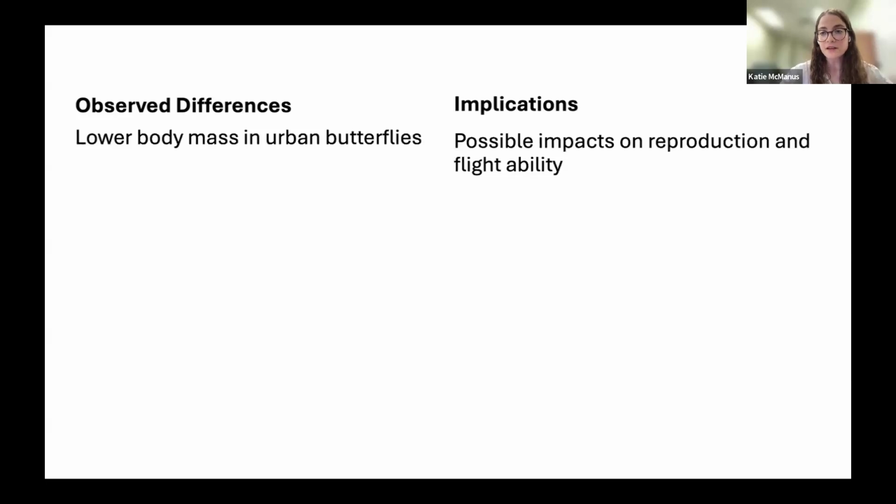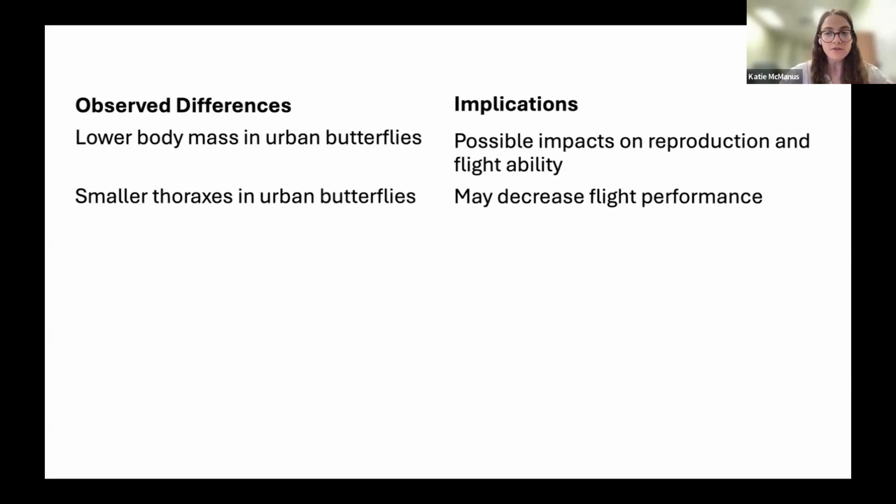So first, the decrease in body mass in urban butterflies is important, as body size is correlated with many aspects of life history, especially reproduction in females. So in females, the body mass is positively correlated with egg production. So it's possible that urban females may produce fewer eggs than the non-urban females. Additionally, body size is also one aspect of morphology that has been found to be correlated with flight ability in this species, specifically flight speeds. So it's possible that the urban butterflies may be slower flyers.